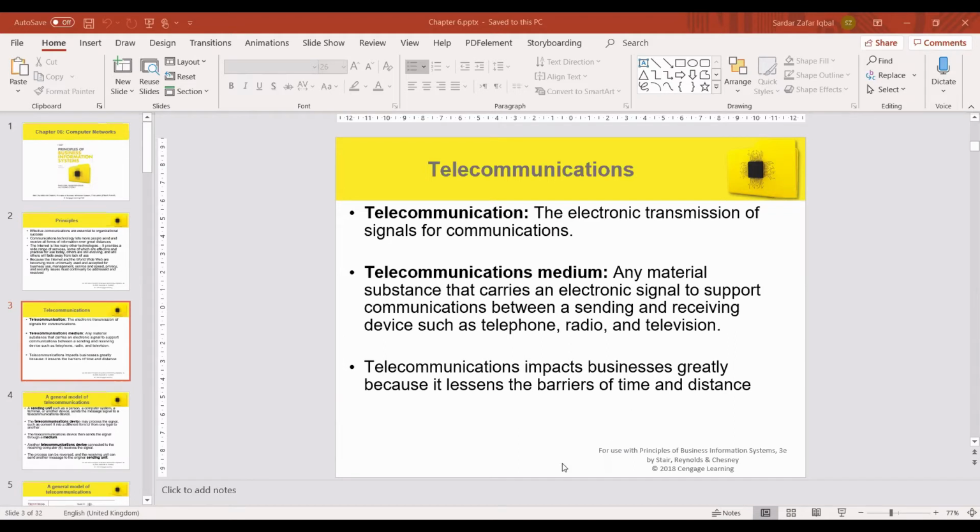Yes, sir. So telecommunication impacts businesses greatly because it lessens the barrier of the time and the distance. Yes, of course, this telecommunication has really revamped the environment of the business. Before, if you want to send a letter from one office to another office, it takes 1 week. And now it takes seconds because of this telecommunication and electronic revamp in the business.